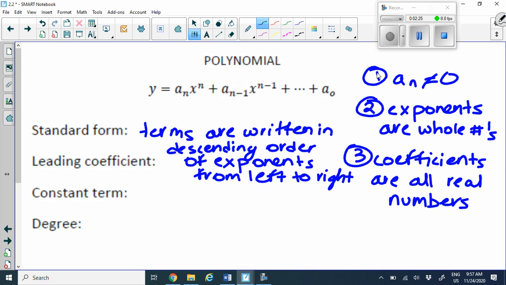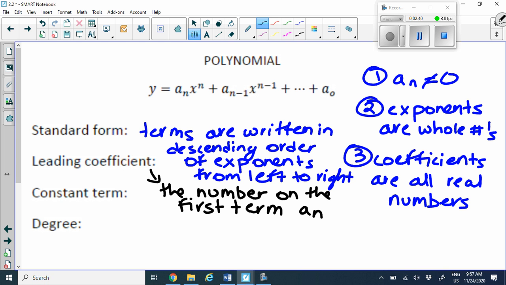Okay, the leading coefficient. Basically, that is going to be the value or number on the first term. So basically, we call this a sub n, which we kind of saw up there in our polynomial.